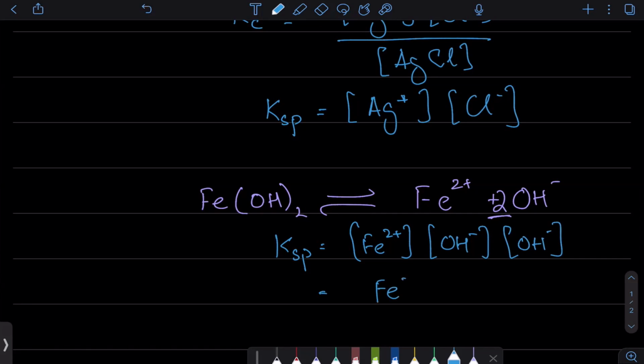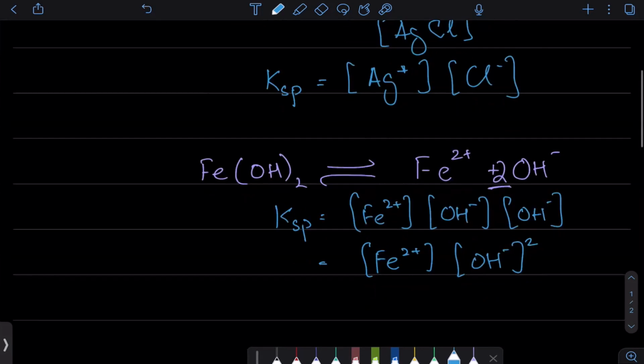So instead of writing this, we just say that the Ksp is OH minus squared. Okay. And another important thing, when you dissolve this, let's say we have 0.1 moles per dm cube of iron 2, so we will multiply it by 2 to figure out what the hydroxide concentration is, and then we will square that. So its impact becomes 4 times.